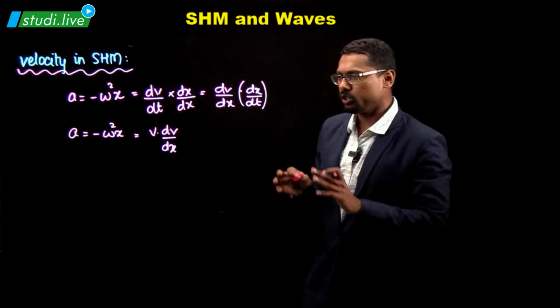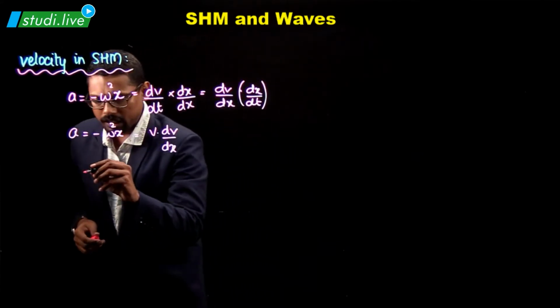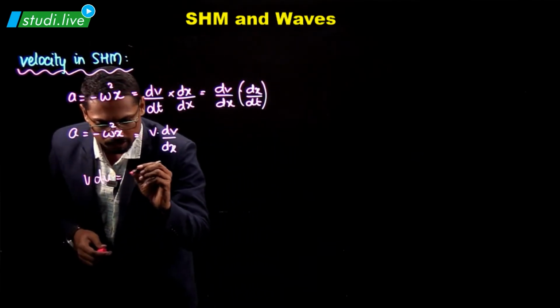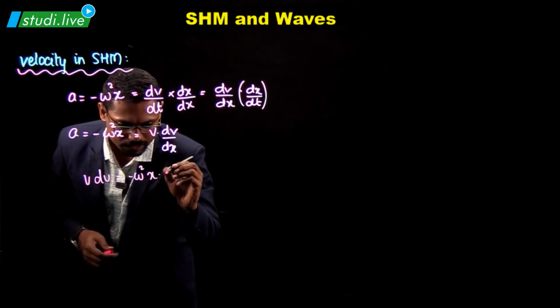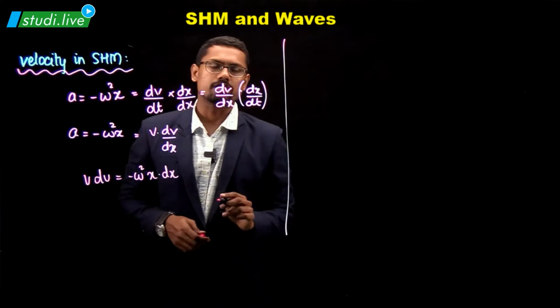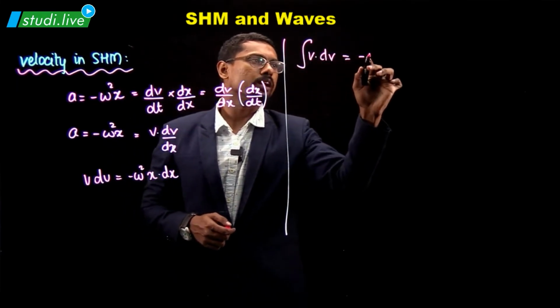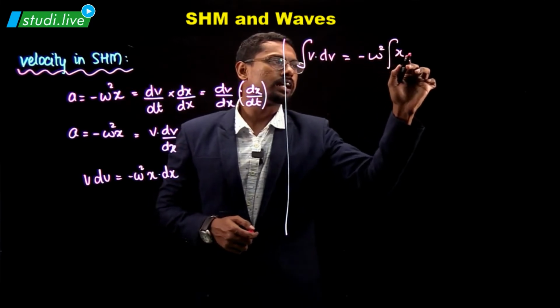My next step is going to work on this. I'm going to shift this dx to the other side. v dv becomes equal to minus omega square x times dx. Now it is time we integrate everything of this. So let me use integration. The integral of v dv is equal to minus omega square times the integral of x dx.